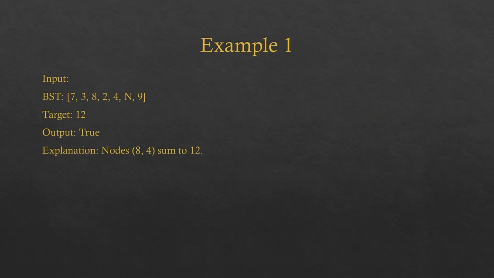Let's consider the first example. Here we have a BST with the values 7, 3, 8, 2, 4 and 9 and the target sum is 12. Upon checking, we find that the pair of nodes 8 and 4 adds up to 12, so the output is true.